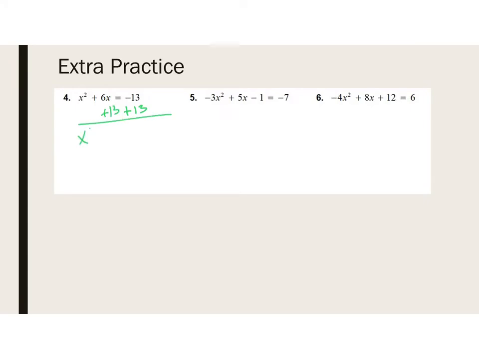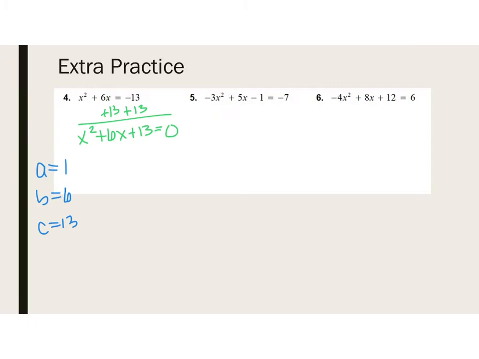So we're going to have x squared plus 6x plus 13 equals 0. Okay, now we're ready for a, b, and c. So a is 1, b is 6, and c is 13.